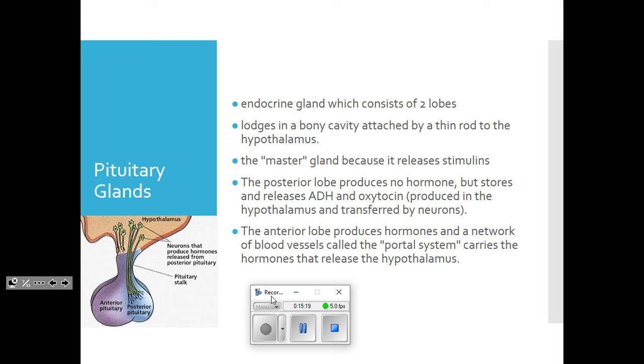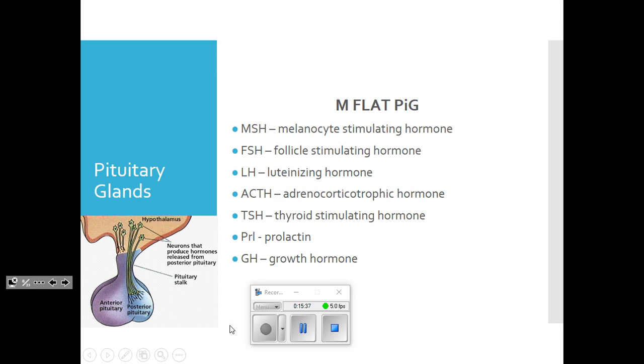So we have those pituitary glands. Anterior, posterior, front and back. Anterior is connected by blood to the hypothalamus. Posterior is connected by neurons to the hypothalamus. Now, I didn't mention which hormones are coming from the anterior lobe, because there are lots of them. And here they are.